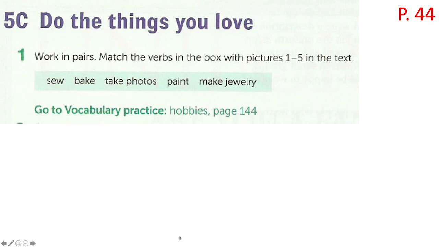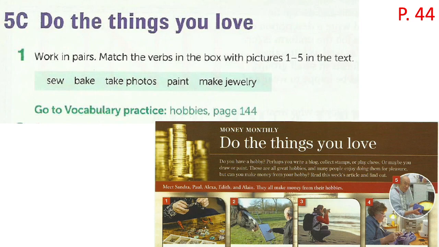So here it says work in pairs and match the verbs in the box with the pictures from 1 to 5 in the text. There is a text if you check here, and there are 5 pictures. What we need to do here is to match these words, these expressions, with the pictures from 1 to 5. So, first, repeat after me and then you do the exercise, okay?